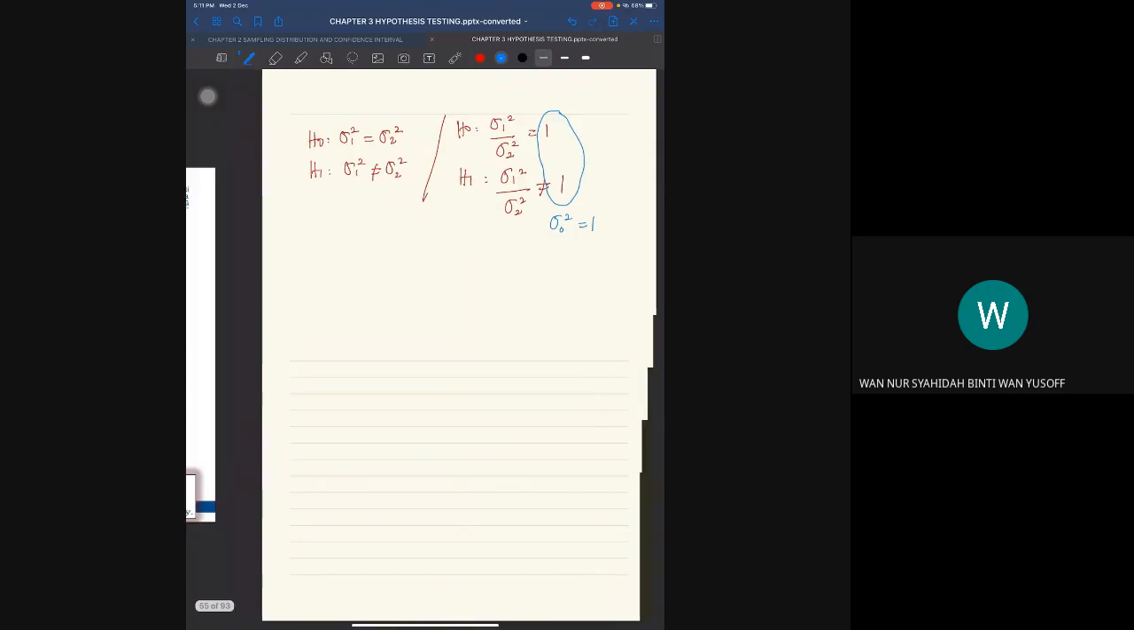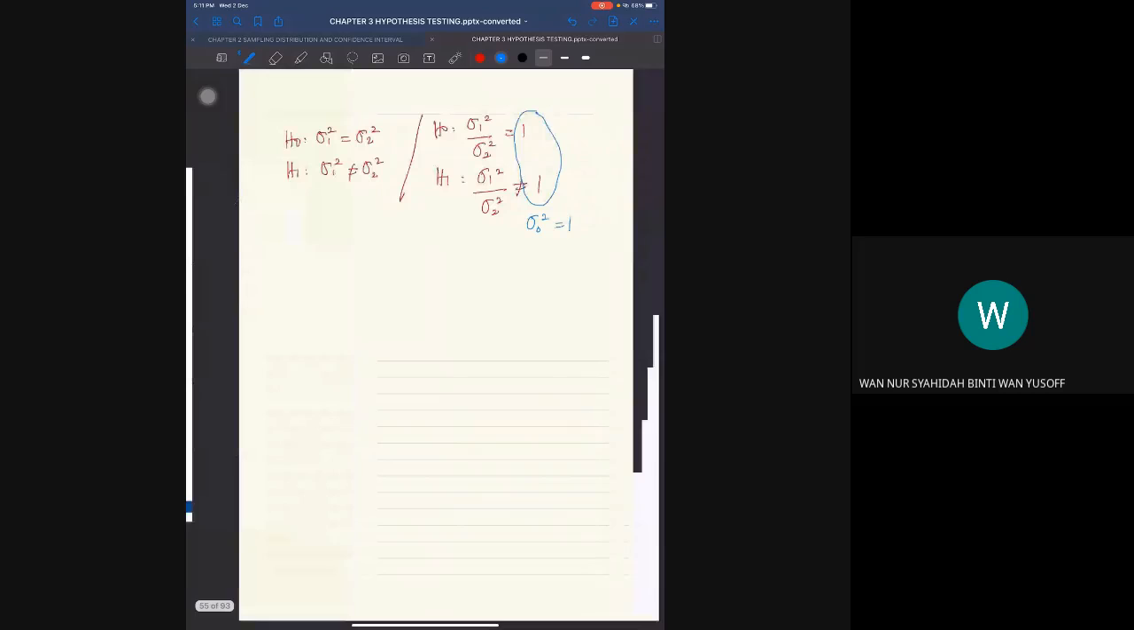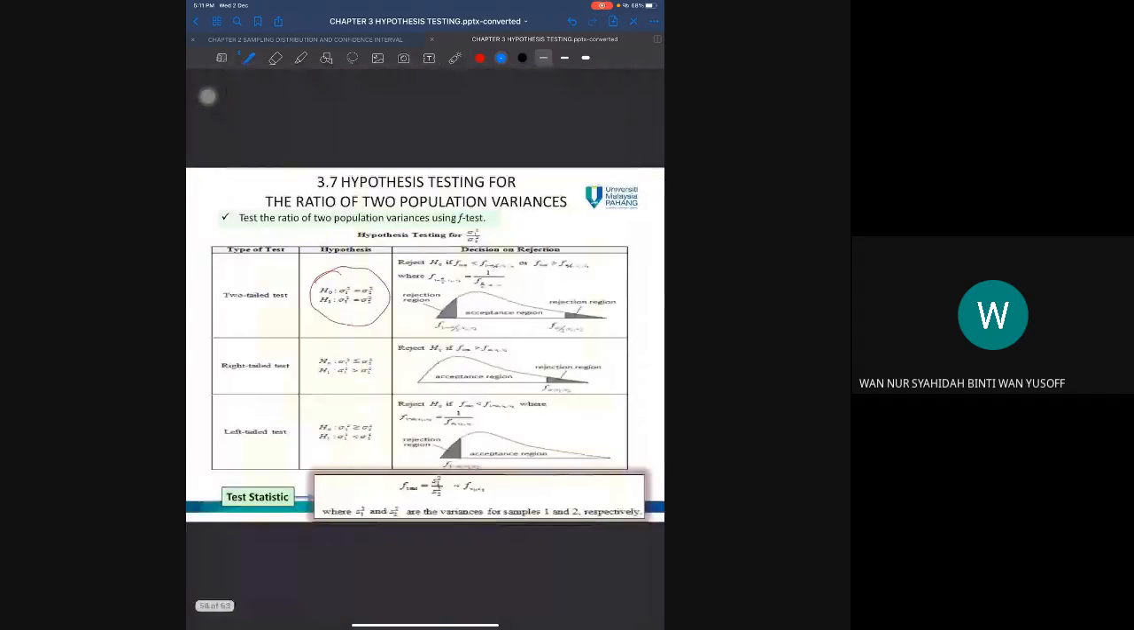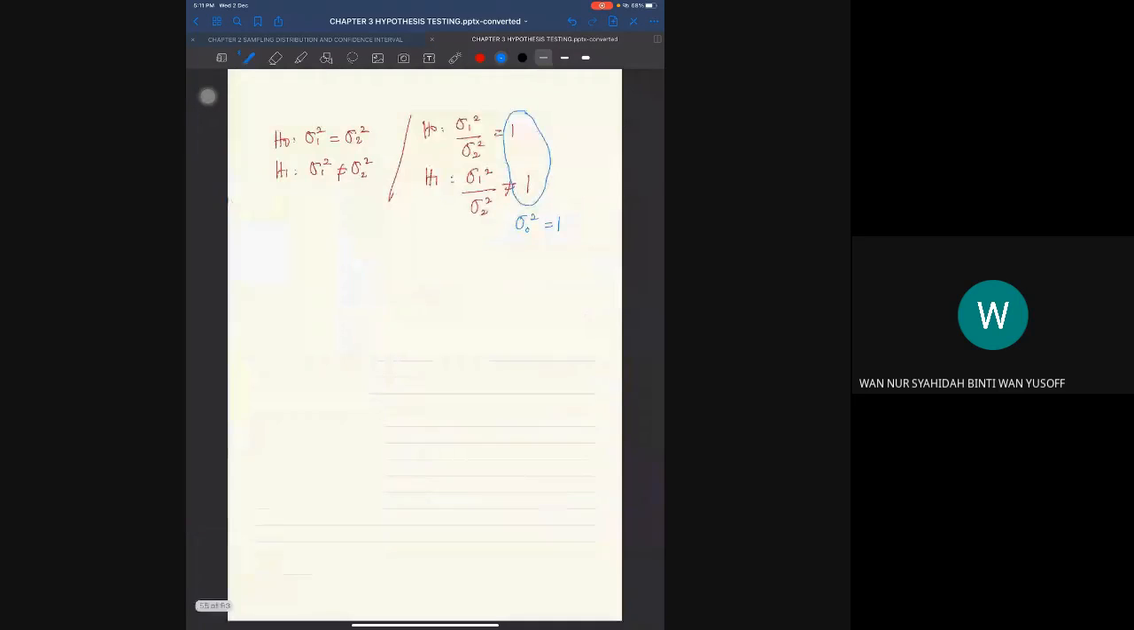So for the ratio of 2 population variances here, we use the F test. The F test we have discussed in chapter 2. We have a limitation in our statistical table. For the case of two tail, F test is similar to chi-square, they are positive distributions. Then the lower critical value will be different from the upper critical value, the value itself.